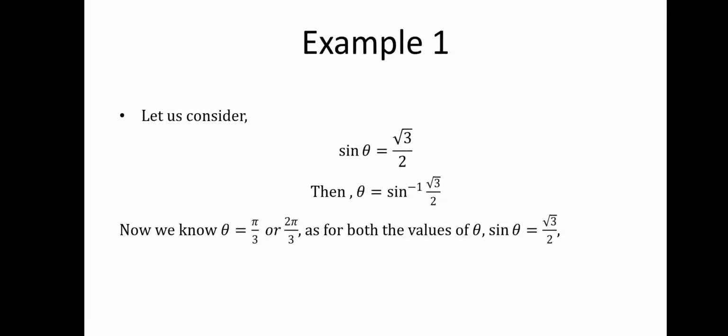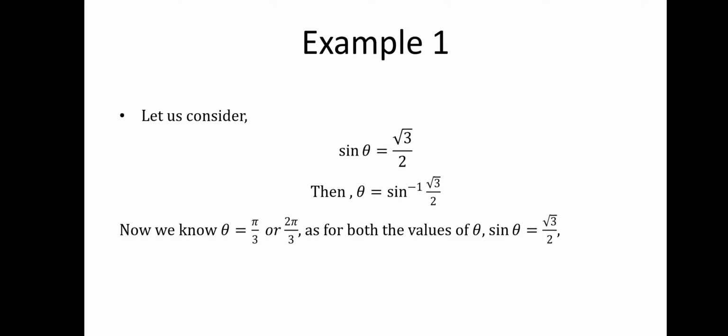Now understand this very carefully. If theta is pi by 3, meaning 60 degree, or 2 pi by 3, meaning 120 degree, then for both the values of theta, sine theta is root 3 by 2. Obviously you can check, because sine pi by 3, that is sine 60, is directly root 3 by 2, and sine 120 degree, I can write as 90 plus 30, so it becomes cos 30, and it is also root 3 by 2.